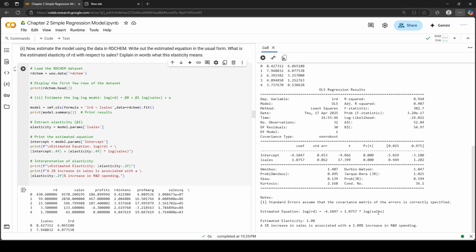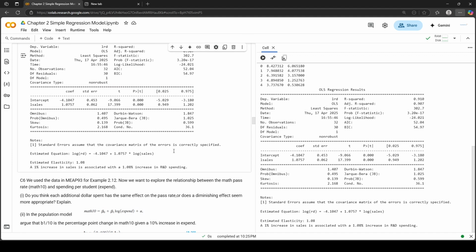And what is the interpretation of this elasticity? It means that a 1% increase in sales is associated with a 1.08% increase in R&D spending. Whenever we take the logarithm of both the y variable and the x variable, the interpretation is expressed in percentage terms. That's why we say that a 1% increase in sales is associated with a 1.08% increase in R&D spending. So we are done with this question.